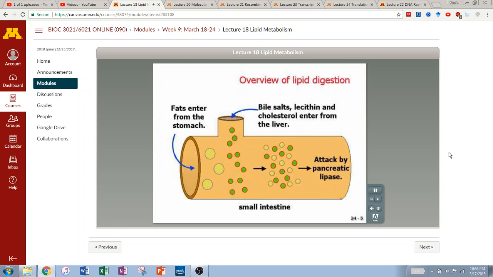Most dietary lipids are ingested as the triacylglycerol compounds. The dietary lipids are emulsified in the intestine by bile acids secreted from the gallbladder. Pancreatic lipases hydrolyze the triacylglycerols into free fatty acids and 2 monoglycerides in the lumen of the intestine.